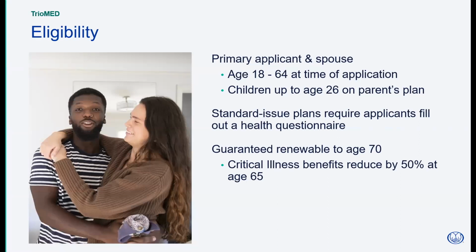So when it comes to eligibility for the TrioMed, the primary applicant needs to be between the ages of 18 and 64 at the time of the application. Children up to the age of 26 can be on their parents' plan. Standard issue plans require applicants to fill out a health questionnaire. I've said that several times. There is guaranteed renewability up to the age of 70, but remember, as I said earlier, critical illness benefits are reduced by 50% at the age of 65.